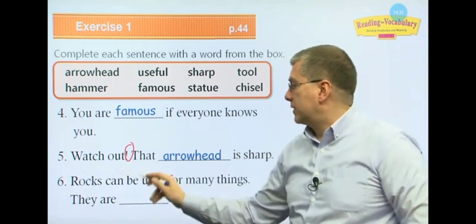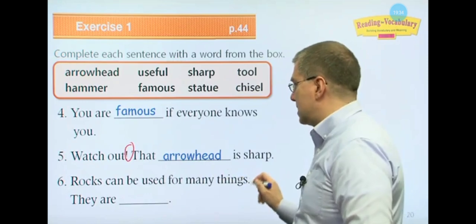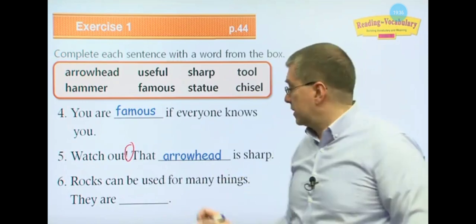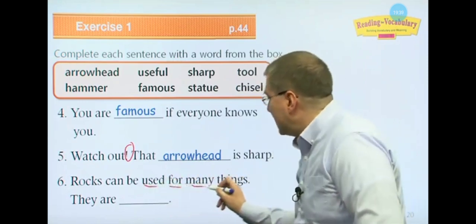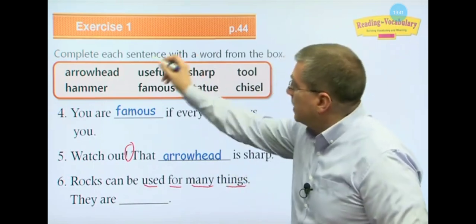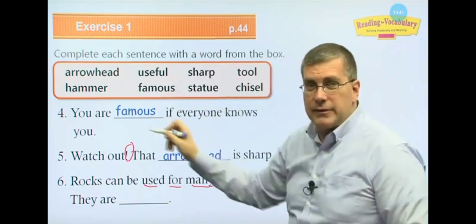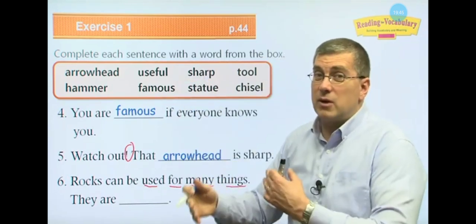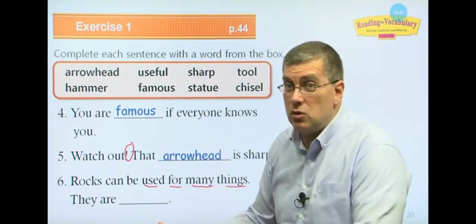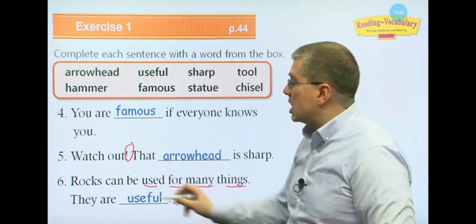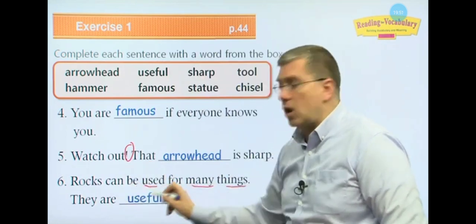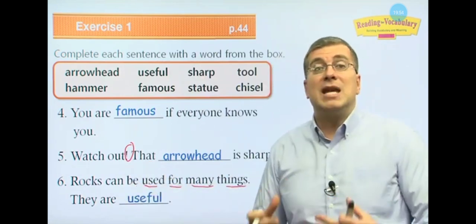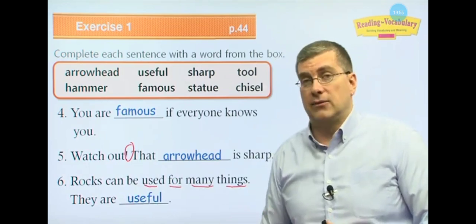Number six, rock can be used for many things. If something can be used for many different things, we can say it is useful. Rocks are useful. They can be used for many different things.